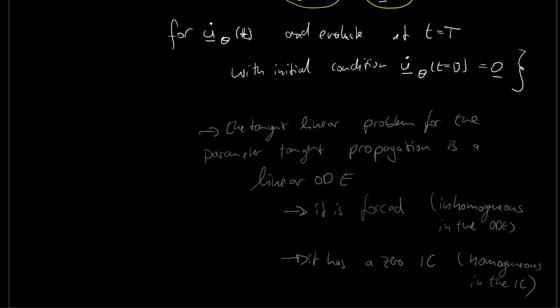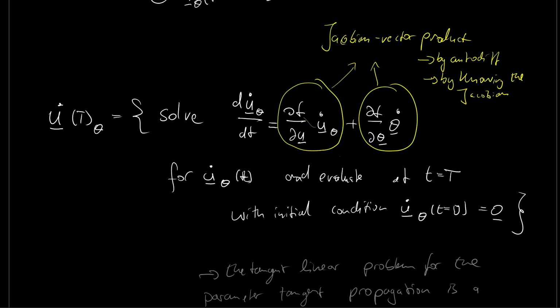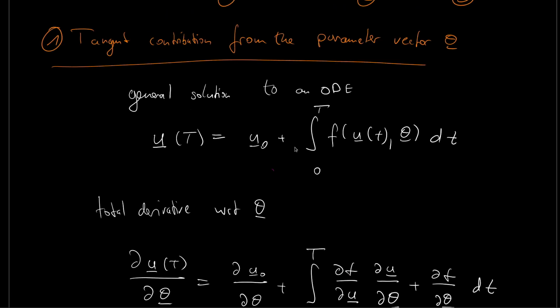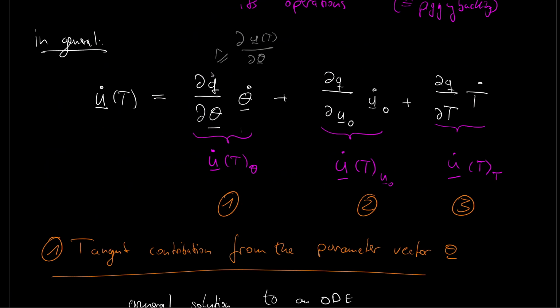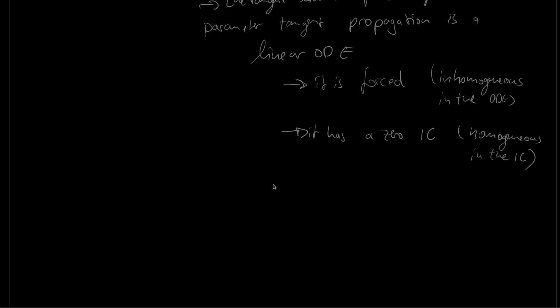Okay, cool. So this is an auxiliary problem that we would have to solve in order to find this u theta evaluated at capital T dot, so the contribution to the tangent at the final time from the propagation of the parameter vector. So it's a mouthful, but essentially if you solve this problem with your Runge-Kutta integrator, then you obtain contribution 1. Okay, let's go on with contribution 2.